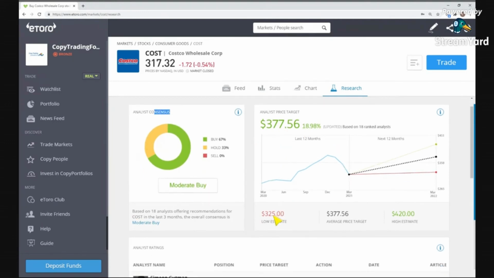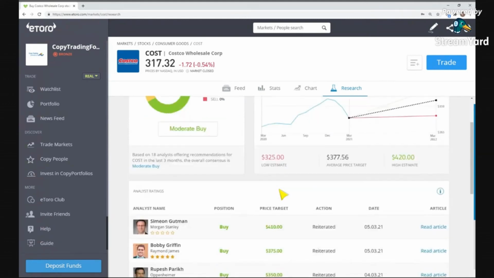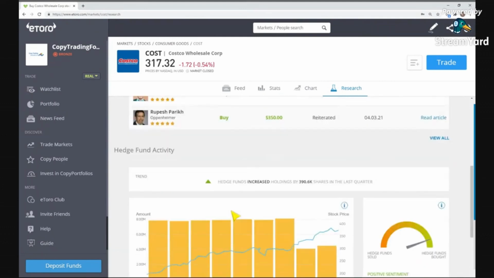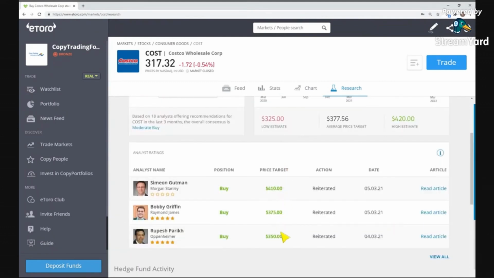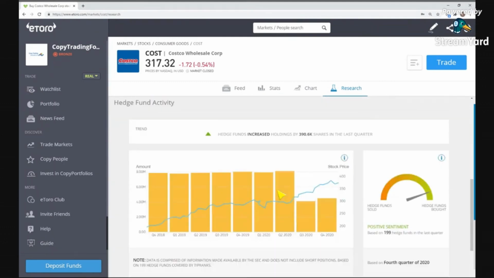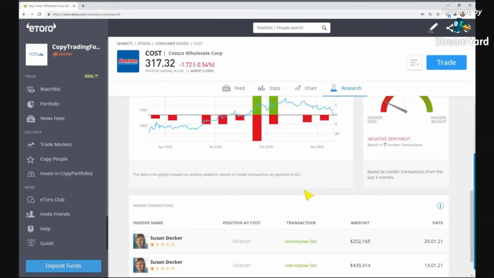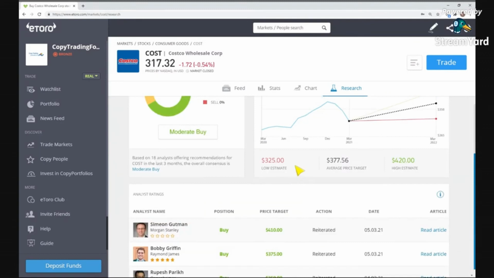You can see here on different analysts, the prices will be different. So low estimate of 325. So the same as CNN, 377 average and 420. Okay. And you can see here, analyst rating, buy. They have different price targets. So 410 will be a nice profit for me there. You can look through this, guys, and you can look at the other research. So I looked through that earlier on.